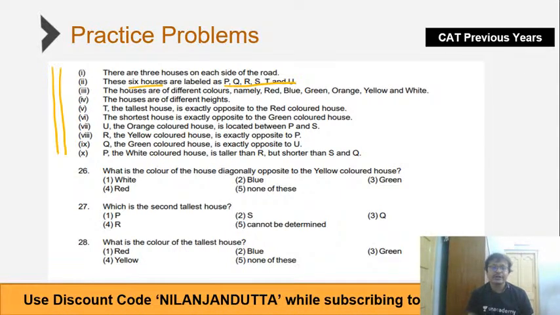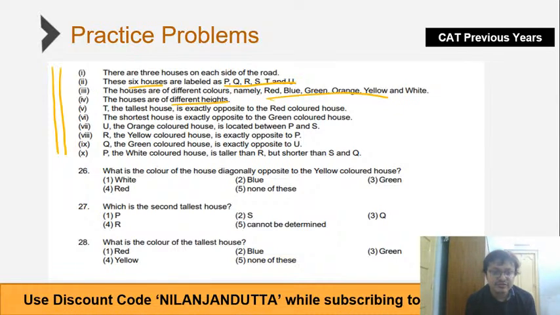The houses are not only labeled differently, they are of different colors as well, among red, blue, green, orange, yellow, and white, and also of different heights. So not only is the arrangement important, as well as the labeling of the houses, but also the color and the height of the houses. What I need to do is complete the arrangement with all the factors or variables in place. That is the names of the houses, which part of the road they are located in, the different colors they have, as well as the different heights.